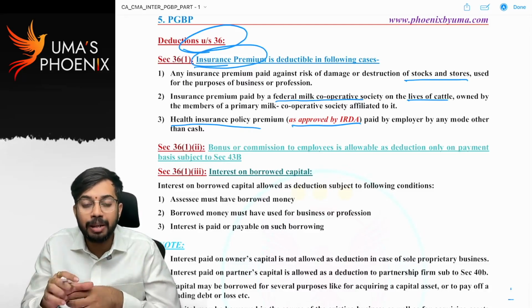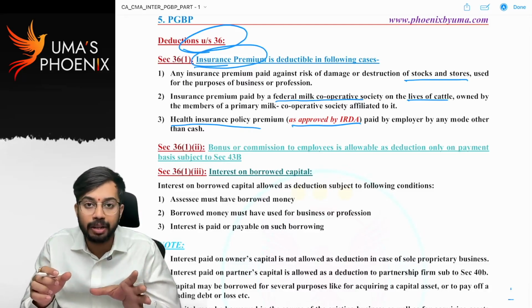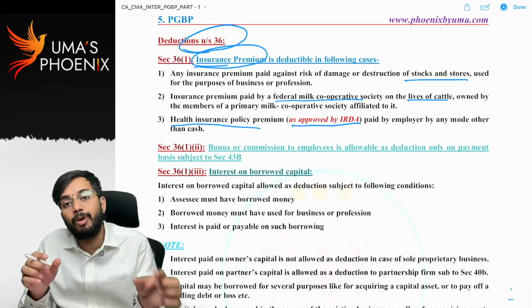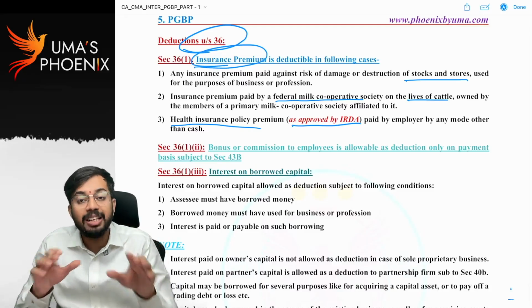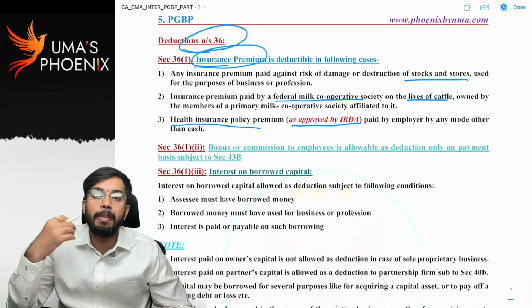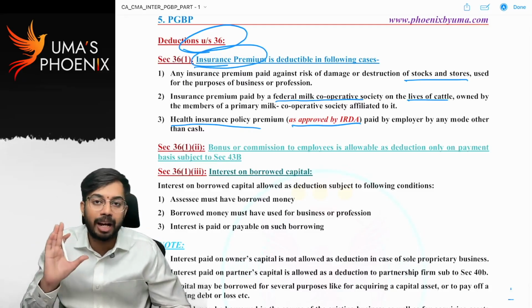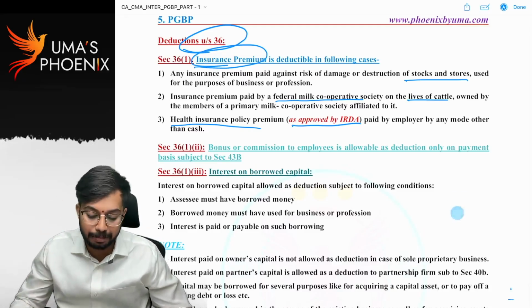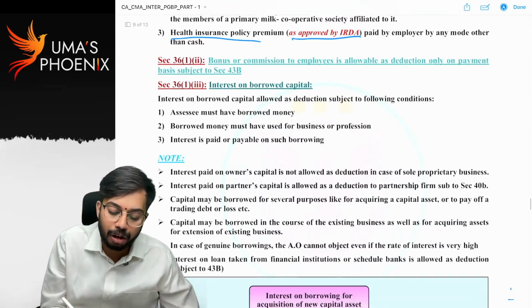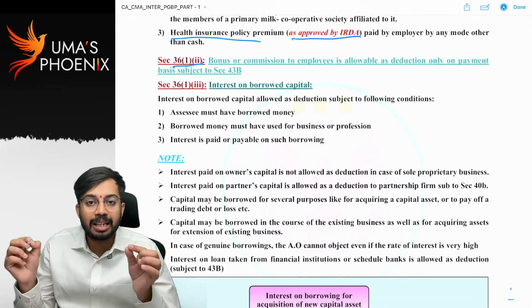But those animals are owned by members of the cooperative society. Even though the animals are owned by members, whatever insurance premium is paid by the cooperative society on the life of animals is allowed as expenditure. Section 36(1) clause 2.